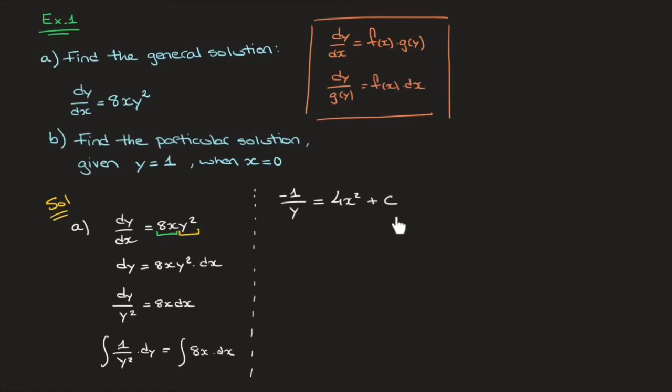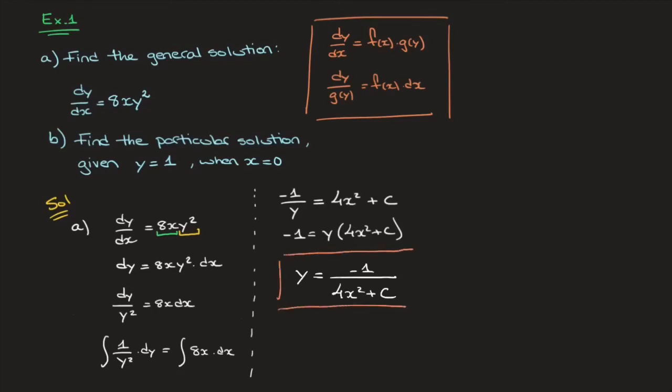Now I rearrange this to make y the subject, and for that I multiply both sides by y, so that would be negative 1 equals y times (4x squared plus c). And finally, dividing both sides by 4x squared plus c leads to the general solution, y equals negative 1 over (4x squared plus c). And that's the general solution for this differential equation.